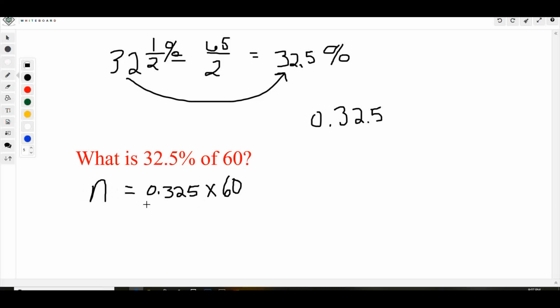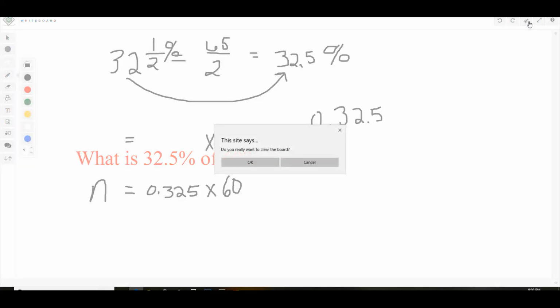And then to figure out this, you just work this problem. 0.325 times 60. Remember, of always means times, and is always means equal. So if you know those, then it generally makes it easier, for myself, to just fill in everything else. And then, rather than having the problem written out with words, you're actually left with an equation, which for me is easier. So anyway, that's how you work that. I hope that makes sense to you.